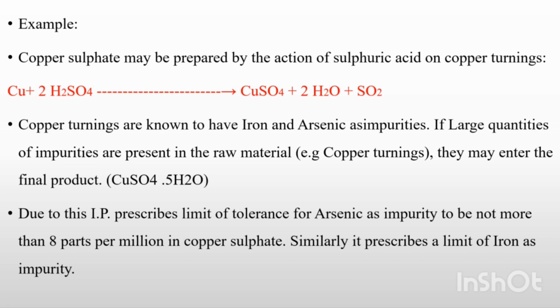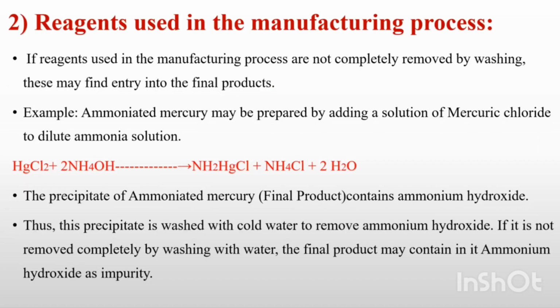The Indian Pharmacopoeia prescribes the limit of arsenic impurity as not more than 8 parts per million. If it is more than that, this copper is not used for copper sulfate. So firstly we check the amount of arsenic present in the copper, and then it is used for making copper sulfate.